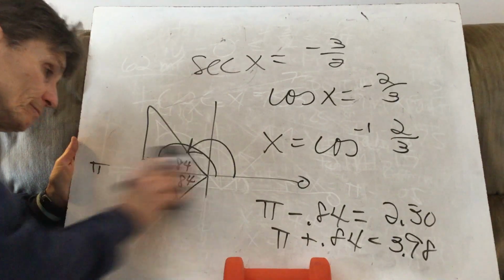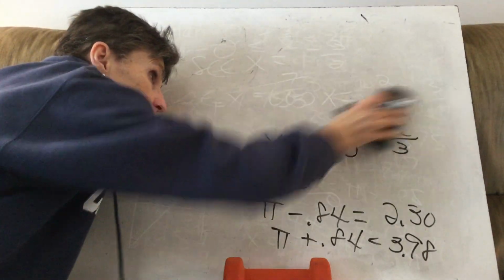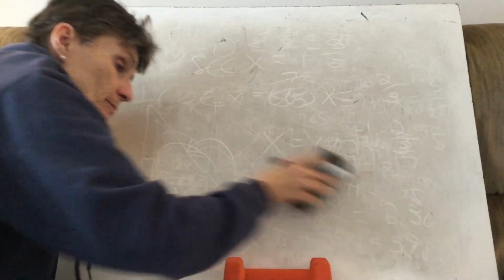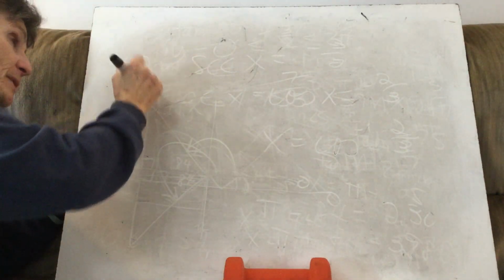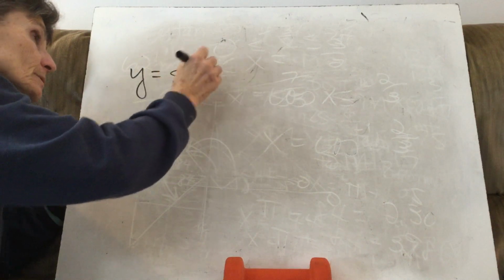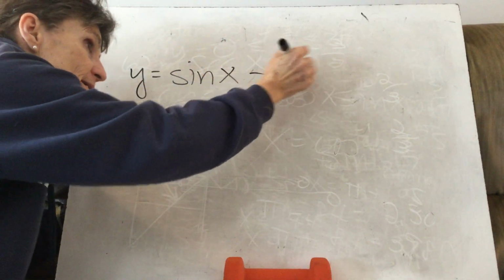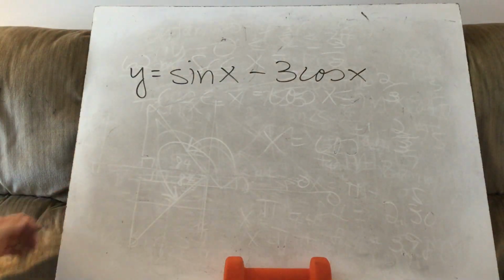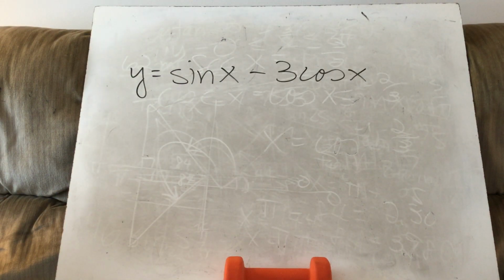Now, problem 2 talks about if something is a sinusoid or not. What in the world is a sinusoid? Well, let's graph this equation. Let's graph A and see if we can get a sense, because A is a sinusoid. I'll just tell you it is. Then we'll talk about how I know. But let's graph it. So sine x, close the parentheses, minus 3 cosine x. Hit graph.